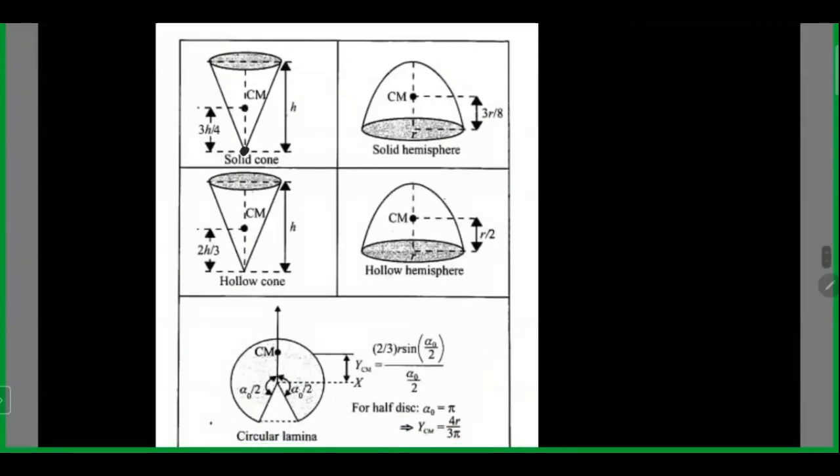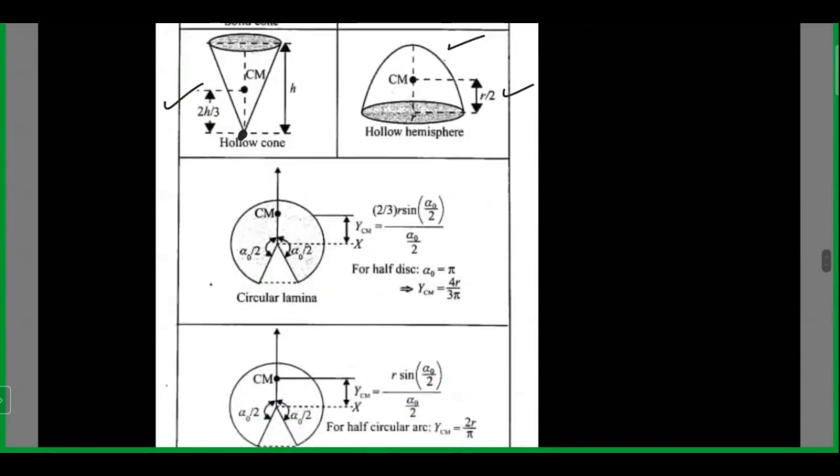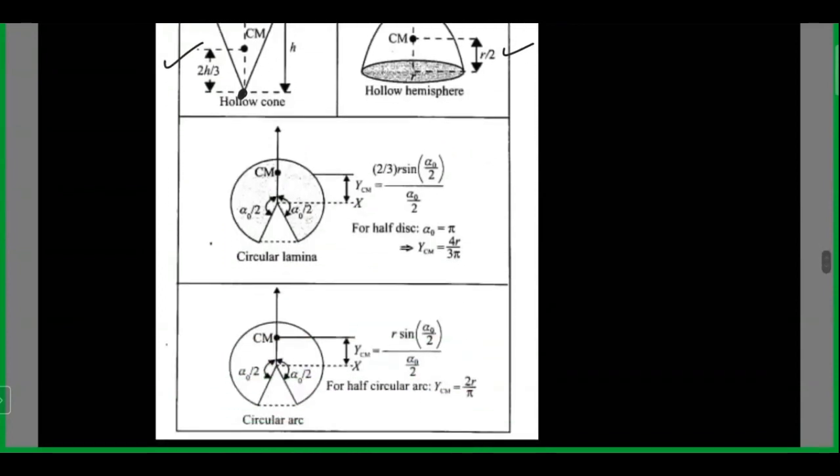Similarly, if you have a hollow cone, then the center of mass will be at 2h by 3 from the vertex. Now, what about the hemisphere? If the hemisphere is solid, then from the center of the base, your center of mass is 3r by 8 away. R is the radius. And if the hemisphere is hollow, then your center of mass is at distance r by 2 from the center of the base.